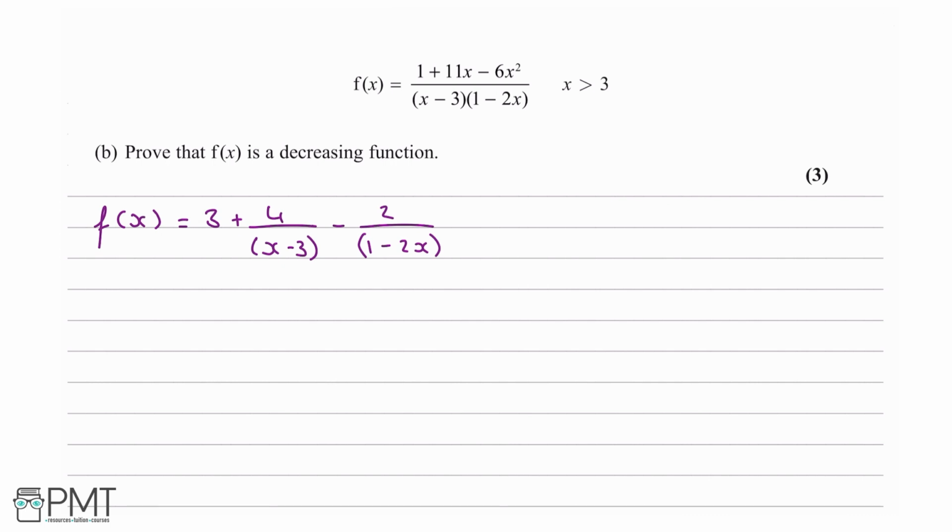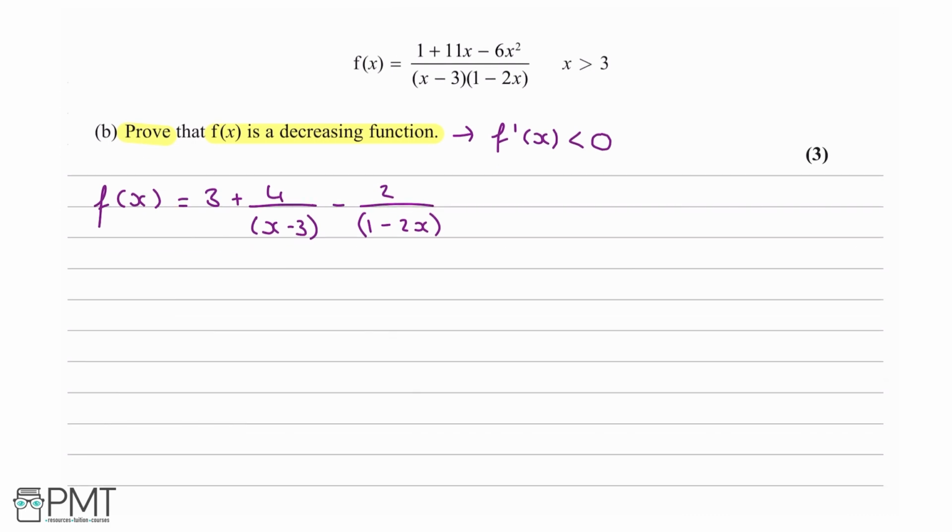We have been told to prove that f(x) is a decreasing function for 3 marks. Okay, so I'm first going to highlight the keyword, which is prove, and I'm going to highlight that we need to show that f(x) is a decreasing function. The reason this is important is because a decreasing function effectively means we need to show that the first derivative is less than 0 for all x in our domain. So the first step is actually to differentiate f(x).